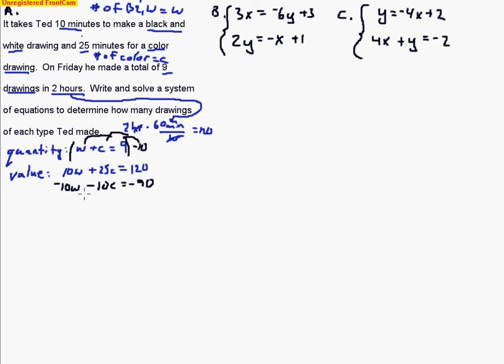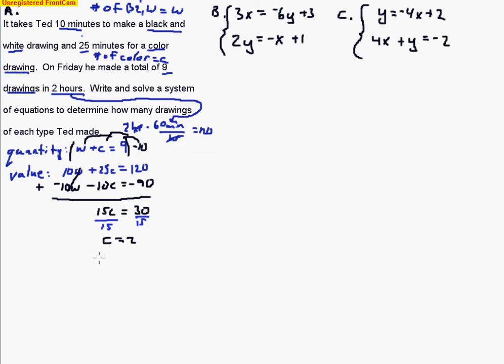And so now we can go ahead and add these equations together, and it will cancel out our W term, leaving us only with our C term, which would be positive 15C, and this will all equal 30. Well, we just go ahead and do that one final step. That'll tell us the number of colored pictures, and that's to divide by 15. So we go ahead and do that, and now we've got C equaling 2. C equals 2. So that's the number of colored pictures that Ted ended up drawing.